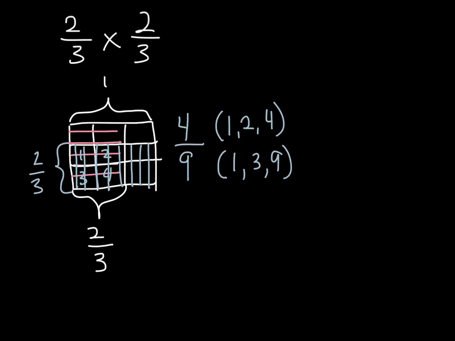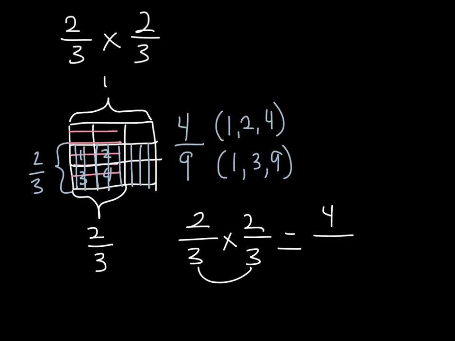Doing this with numbers, I'm going to switch back to the white pen, I think. 2/3 times 2/3 is, I'm going to multiply numerator times numerator, and that will equal 4. Multiply denominator times denominator, that will equal 9. And as we ascertained earlier, 4/9 is already in simplest form.